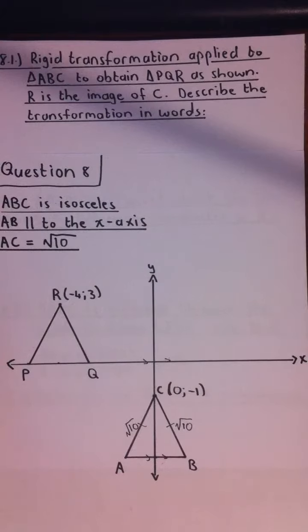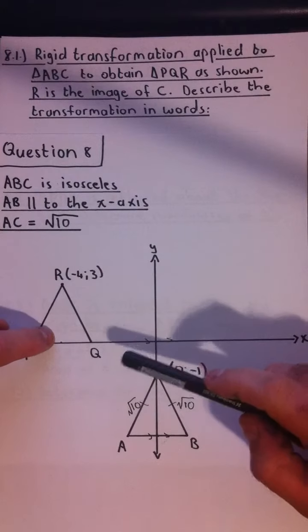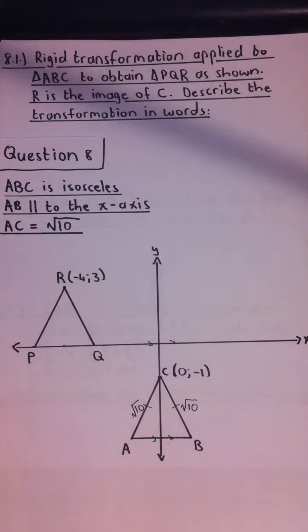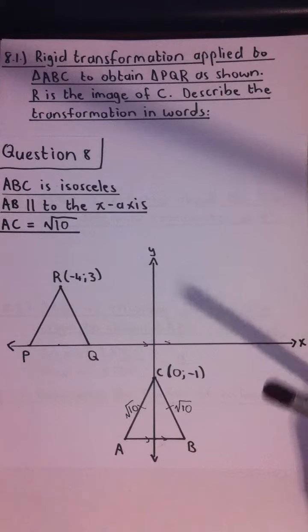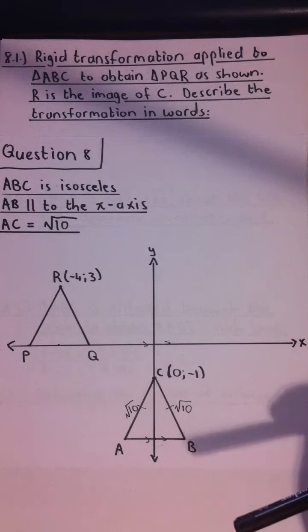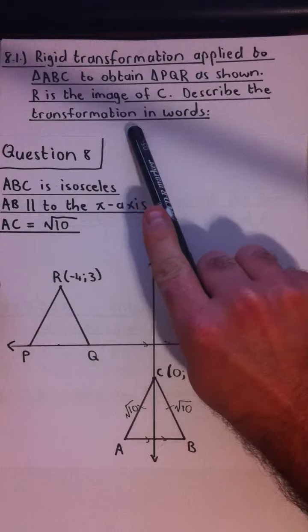8.1. A rigid transformation is applied to triangle ABC to obtain triangle PQR as shown. Okay, so from here to here is a rigid transformation. That just means that the size and shape of the original object does not change. So rotations, reflections and translations are rigid transformations. Okay, describe the transformation in words.